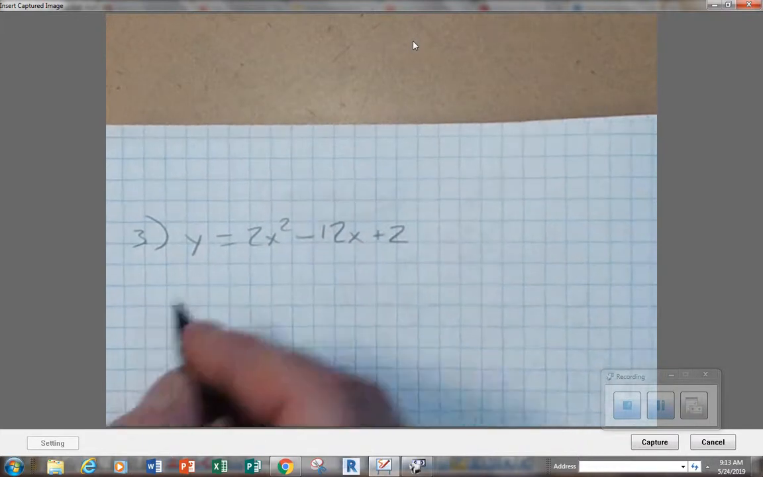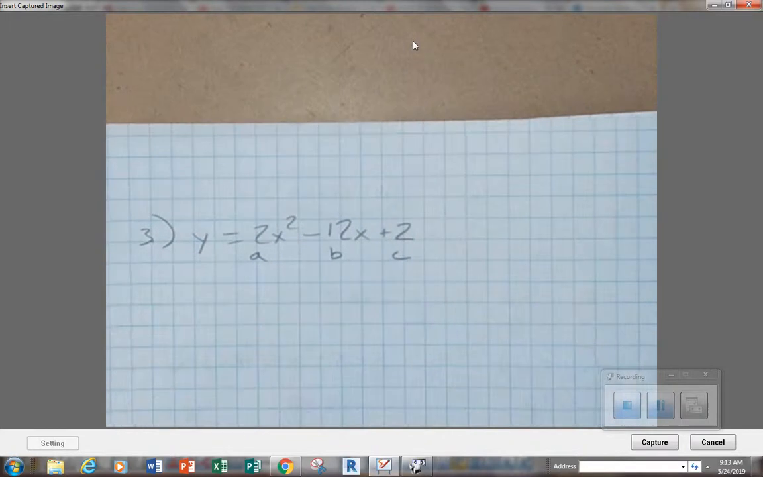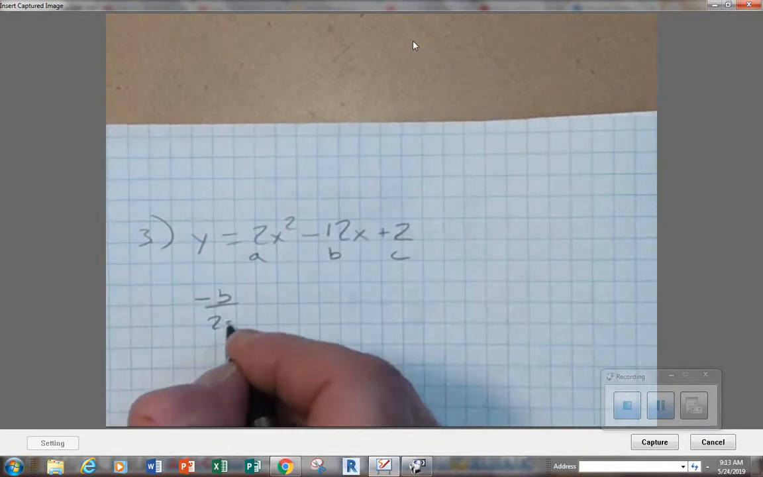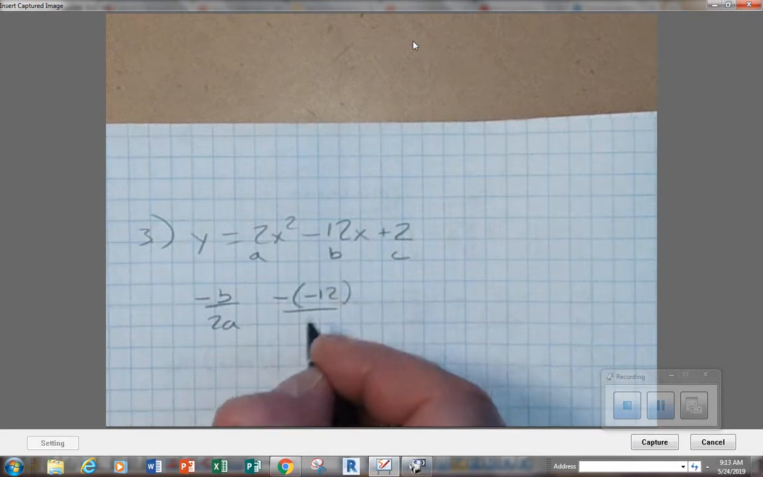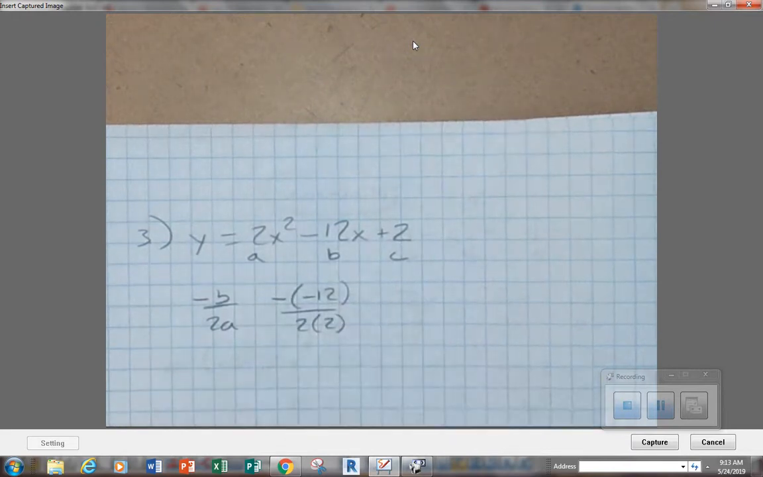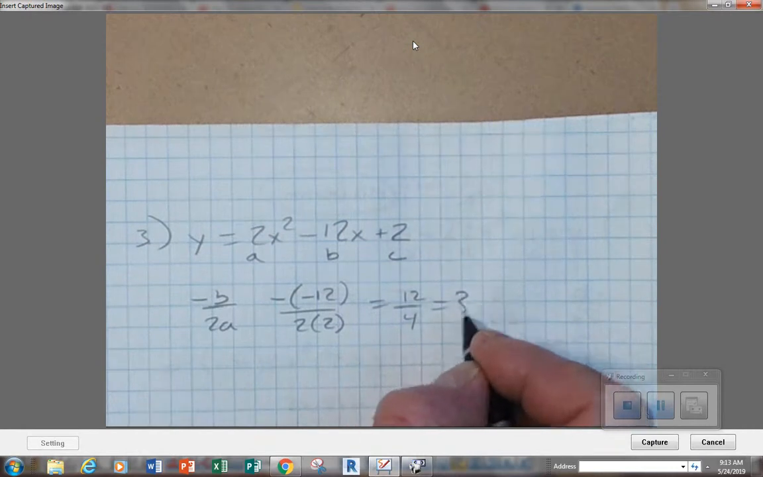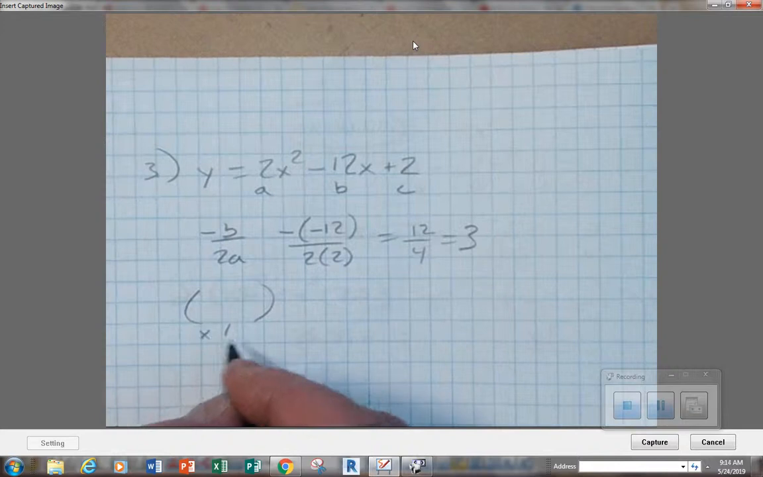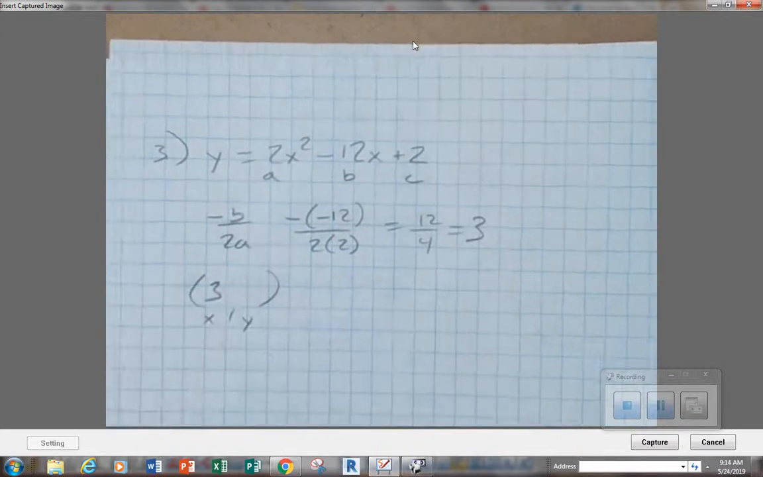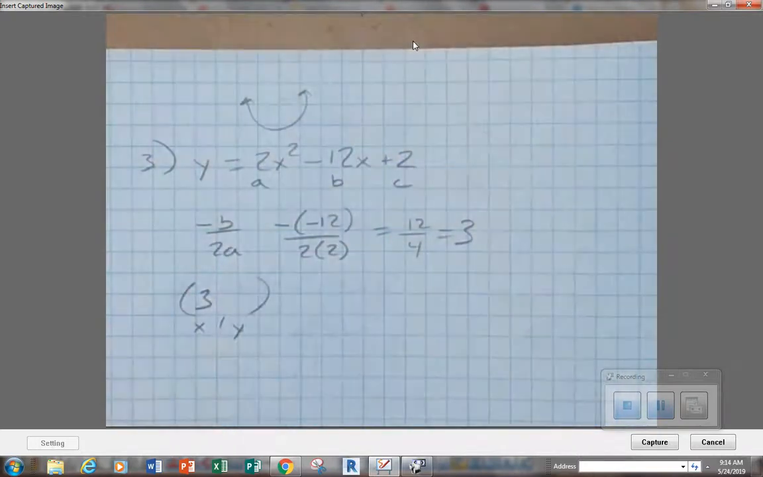So here I go. There's my A, there's my B, there's my C. So -b/2a gives me -12 over 2 times 2, which is 12/4, which gives me 3. So I know for the vertex there, the x coordinate is going to be 3. I know because this is positive that it's going to open up. So this is going to be a minimum, my vertex.